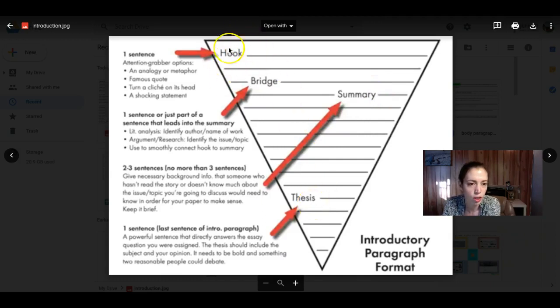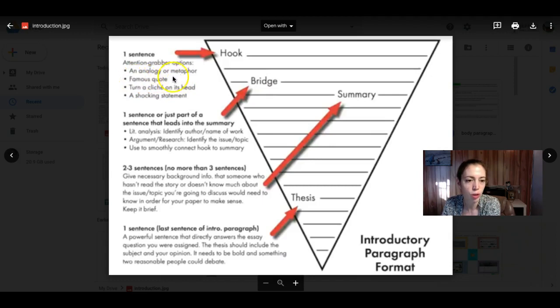So the first part is the hook. Now, something that's really important, please do not use a dictionary definition as your hook, because that's something that people have done over and over and over again. You want to do something that's new and kind of fresh if possible. One of my favorites is a shocking statement or some kind of a statistic, something that's going to really show what it is that you're about to talk about.